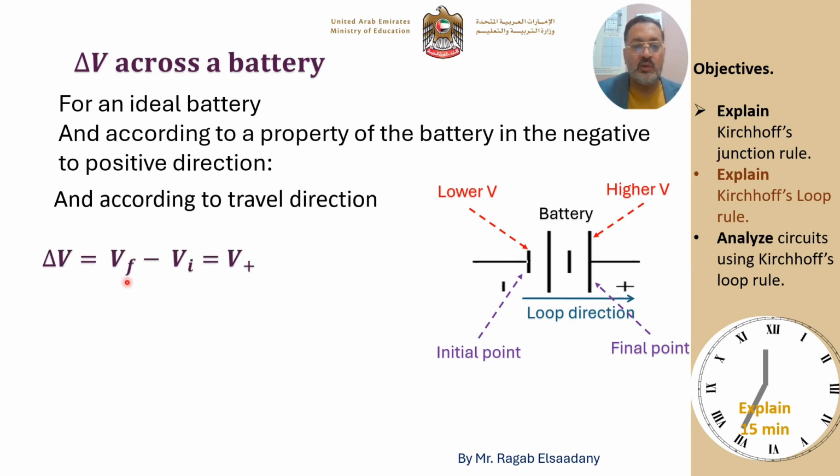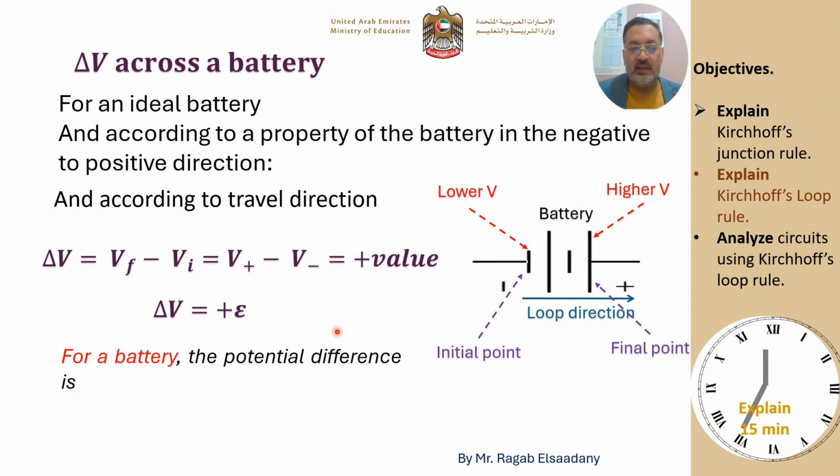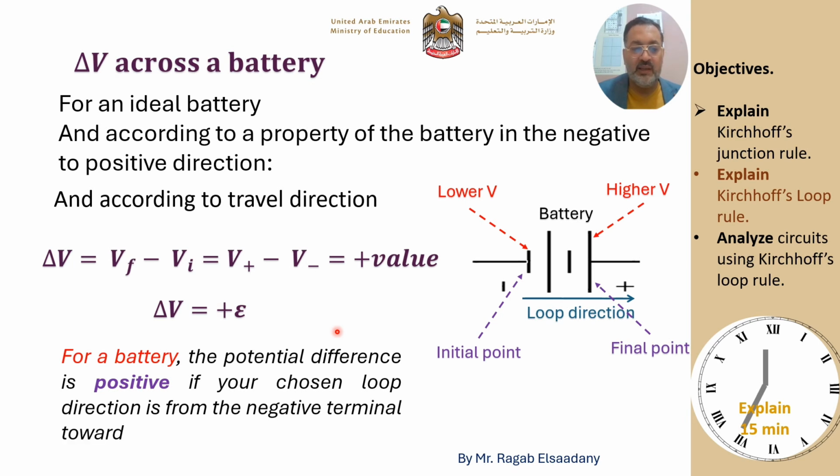Then delta V is equal to V final minus V initial, which is V positive minus V negative, which is a positive value, and then delta V will be positive EMF. Then for a battery, the potential difference is positive if your chosen loop direction is from the negative terminal toward the positive terminal.